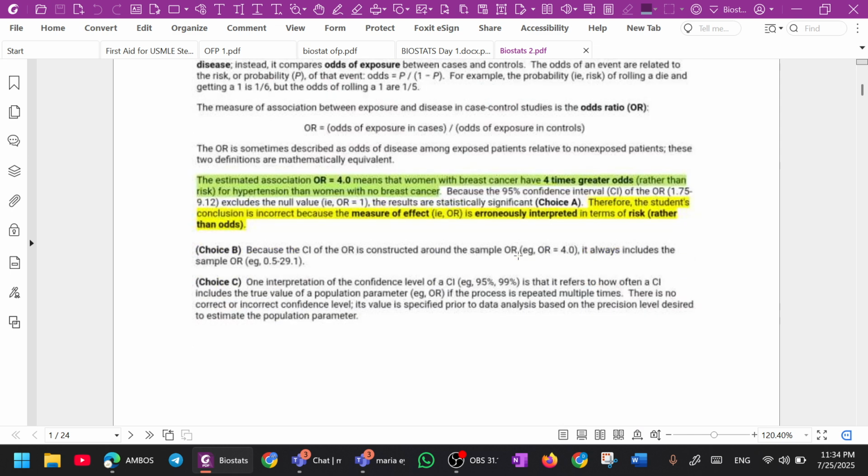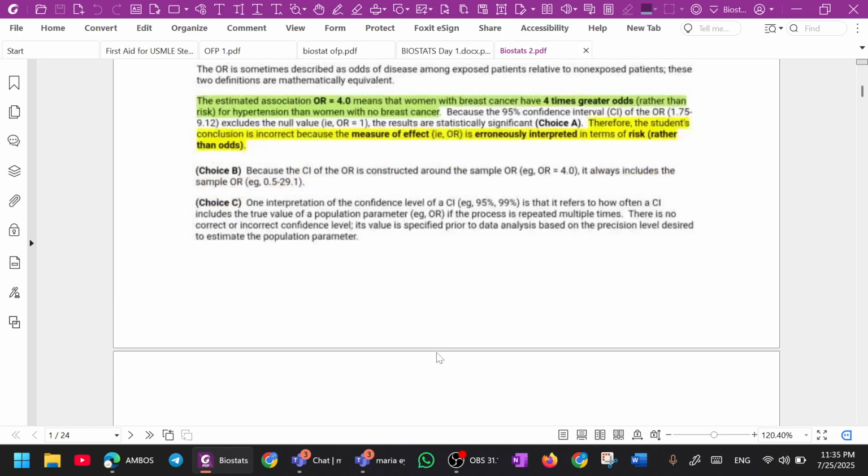Makes sense. Sorry? Makes sense. Yes, it makes sense. Okay, perfect. Next. Mean, median, mode.